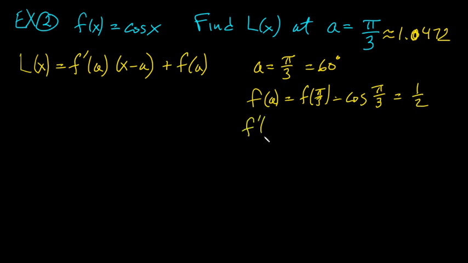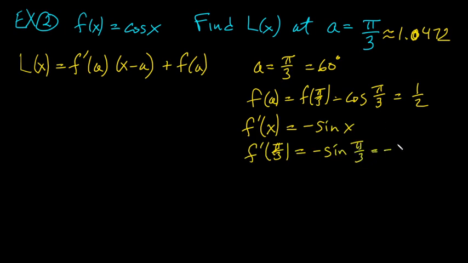And then the derivative of cosine we know is negative sine. So plugging in pi over 3, that's the a, we get negative sine of pi over 3, which is going to be negative square root of 3 over 2, which I think is about negative 0.0866, if I remember right. But for now, we're going to leave it as exact, negative square root of 3 over 2.